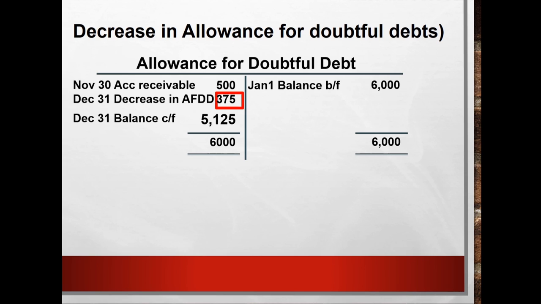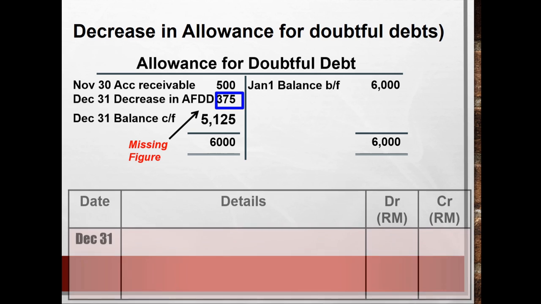And we have calculated just now, using the formula of percentage of account receivable balance, the amount of 5,125. This one we must use as the balance, and you must close the allowance for doubtful debt by balancing the debit side 6,000 with the credit side 6,000. So this is the missing figure. This figure we call decrease in allowance for doubtful debt.